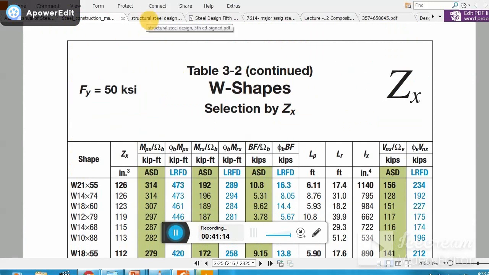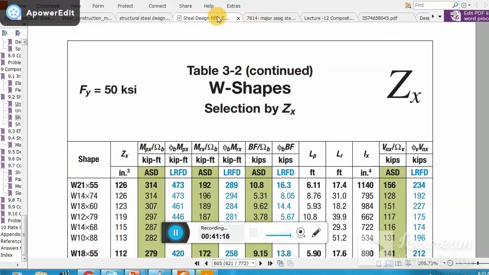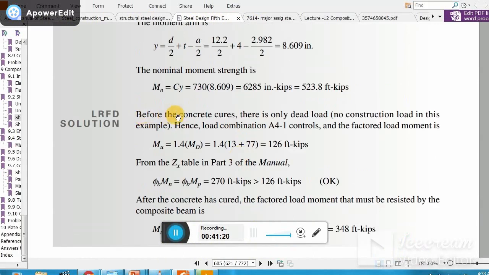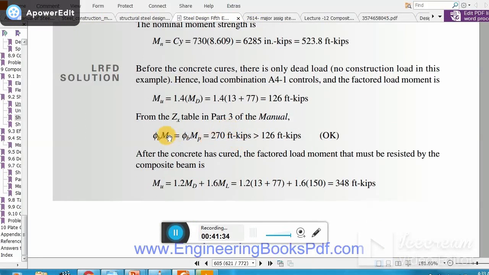The answer is that we are in the initial stage, so we don't consider composite action, because we are before the completion, meaning before 28 days, the concrete has not gained its strength. So if it doesn't gain its strength, this means we cannot use the strength of concrete. So that's why we use that ZX table.